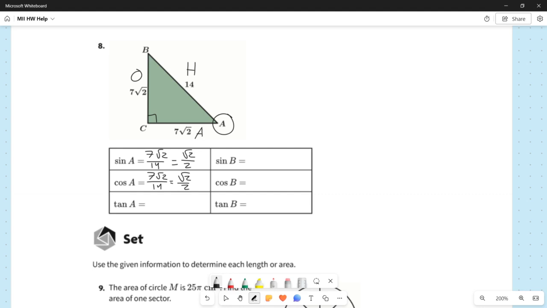And the definition for tangent is opposite over adjacent. And so opposite in this case is 7 root 2. Adjacent is also 7 root 2. Now, we know that anything over itself is 1, other than 0. 0 divided by 0 is undefined. But any non-zero value over itself is 1. And 7 root 2 is a value. It's an irrational number, but it is a value, and it's a non-zero value. So this simplifies simply to 1.